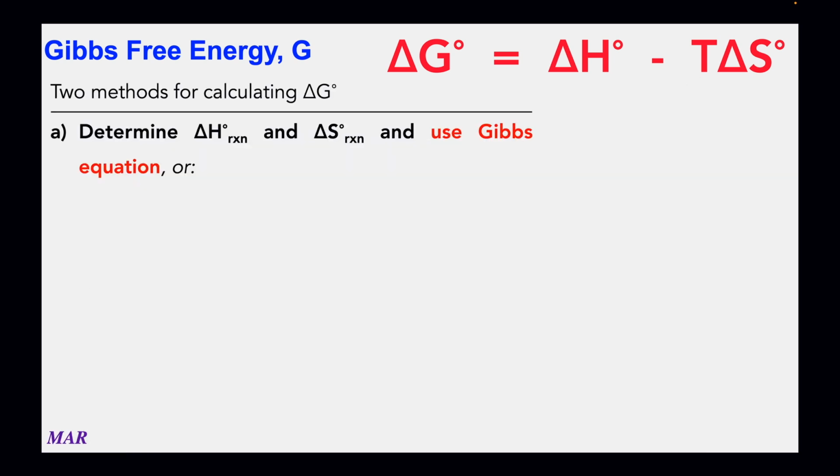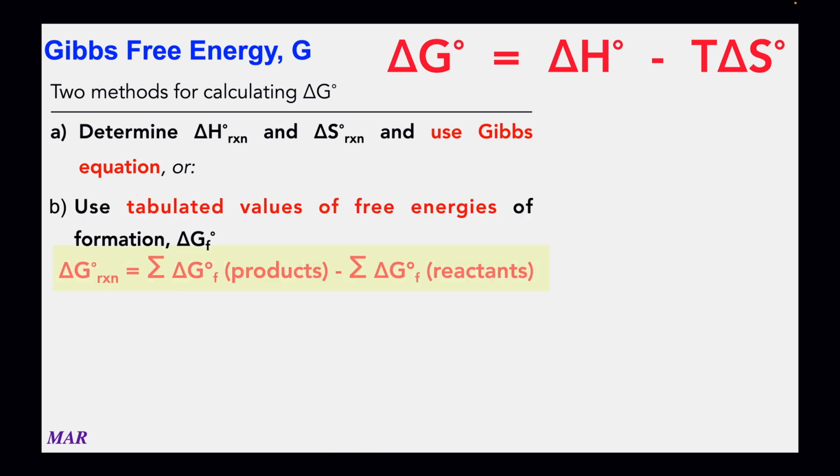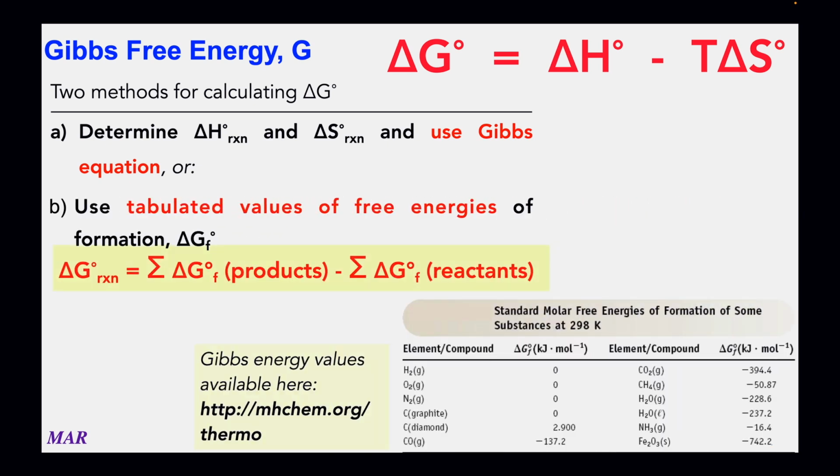The classic method, the one that's probably best and used the most, is you find delta H and delta S separately, and then you use the Gibbs equation. However, if you do have all of the delta G values, you can do something similar to what we did with enthalpy and entropy. So the delta G of a reaction is equal to the sum of the delta G of products minus delta G of reactants.